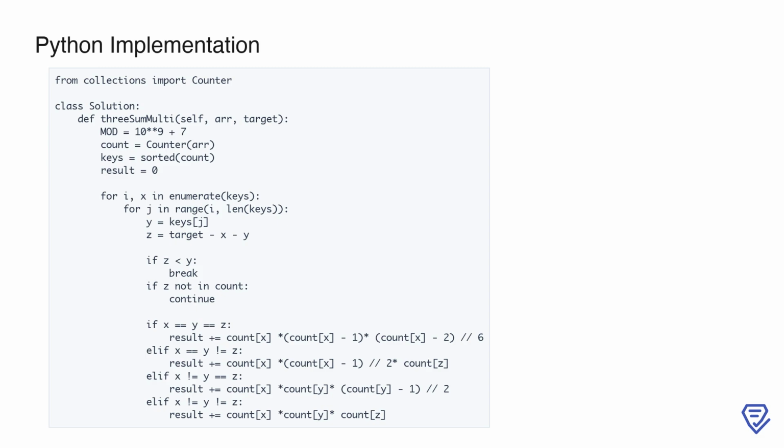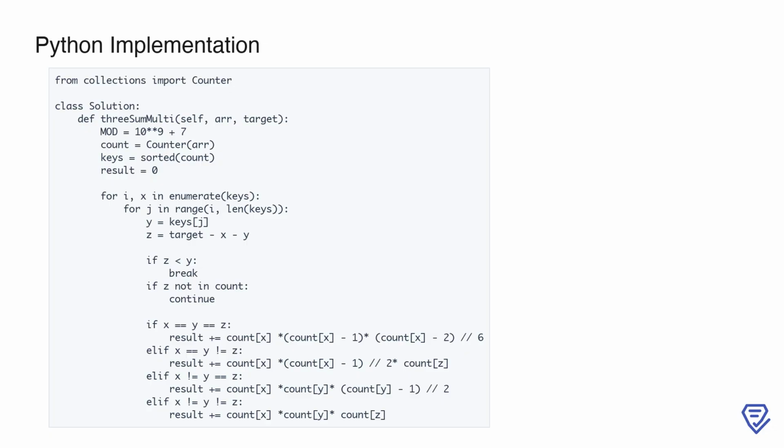Now, the logic begins with a nested loop to iterate over the unique keys. For each pair of numbers, x and y, we calculate z, the third number required to meet the target sum. If z is less than y, we break out of the inner loop since any further combinations will not satisfy the condition due to the sorted order. If z is not in the counter, we skip to the next iteration.